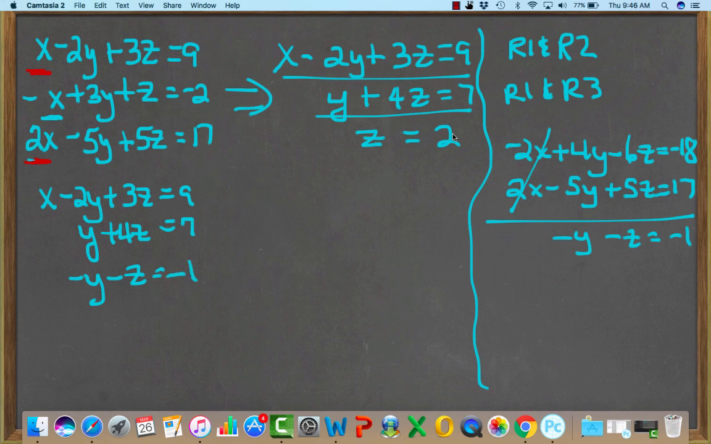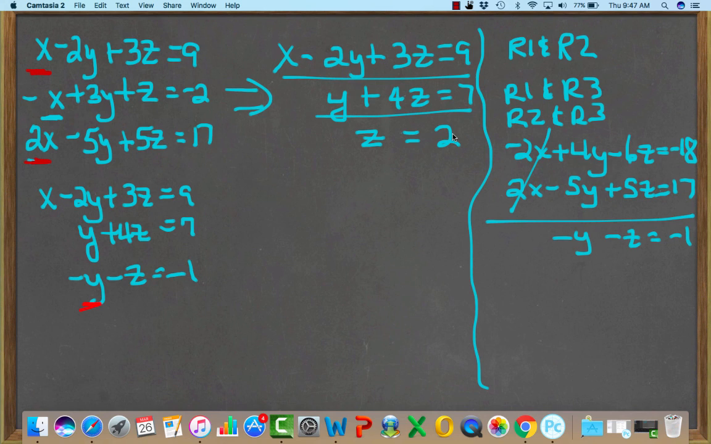And now I'm almost done. The last thing I need to do is take row 2 and row 3. So you do 1 and 2, 1 and 3, 2 and 3. So now I'm going to take row 2 and row 3, and I'm going to manipulate those so that I can get rid of the y that's the leading coefficient in row 3. So I want to get rid of this y. Well, notice that I have positive y and negative y.